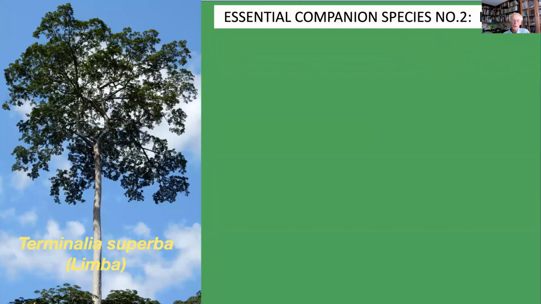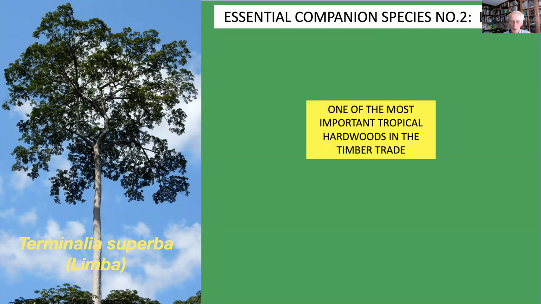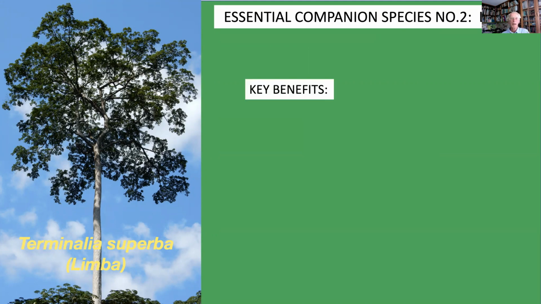So let's look at the second companion species, Limba or Terminalia superba. It's the most researched tropical tree in Africa. Why? Because it's one of the most important tropical hardwoods in the timber trade. It's got certain key benefits.